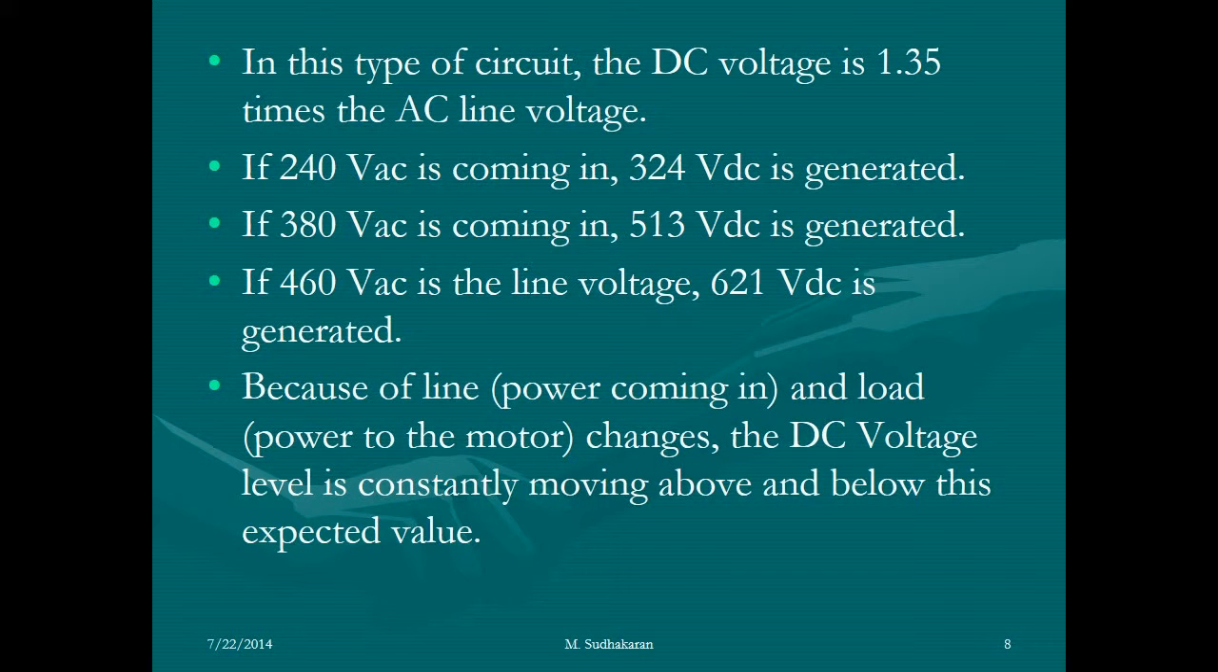In this type of circuit, the DC voltage is 1.35 times the AC line voltage. If 240 VAC is coming in, 324 VDC is generated. If 380 VAC is coming in, 513 VDC is generated. If 460 VAC is the line voltage, 621 VDC is generated. Because line power coming in and load power to the motor change, the DC voltage level is constantly moving above and below this expected value.